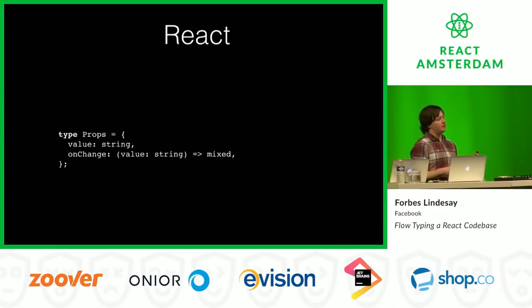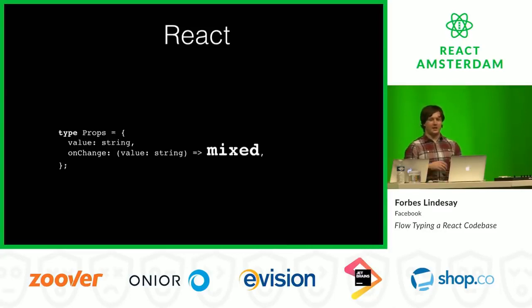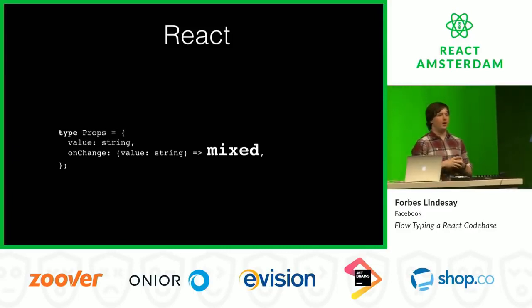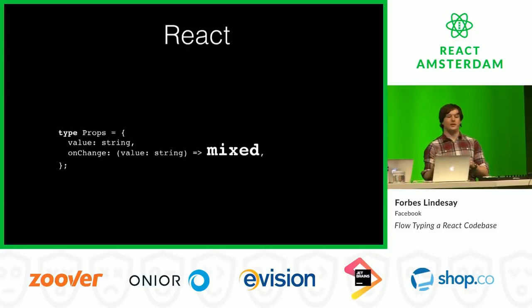And that function I've said returns mixed here. Now mixed is a kind of special value. It's a bit like any, but unlike any, it's not a true escape hatch. It's actually safe. It's sound. So what mixed does is let you assign any value to that variable, or in this case, return any value from that function, but mixed verifies that you can't ever interact with that value.